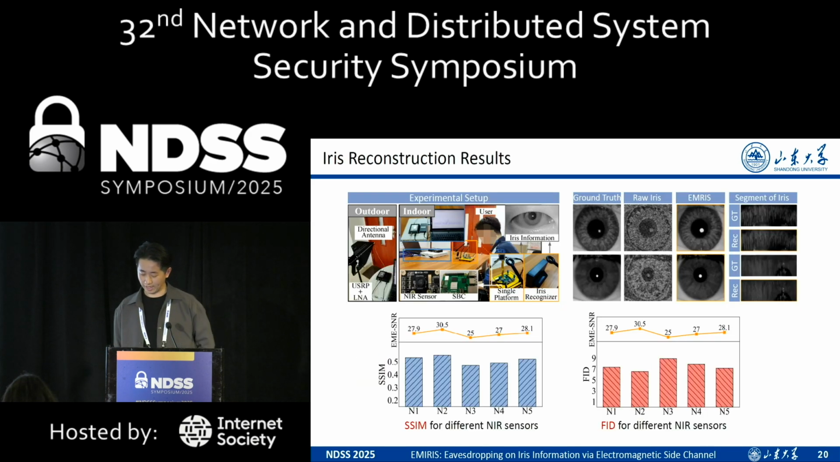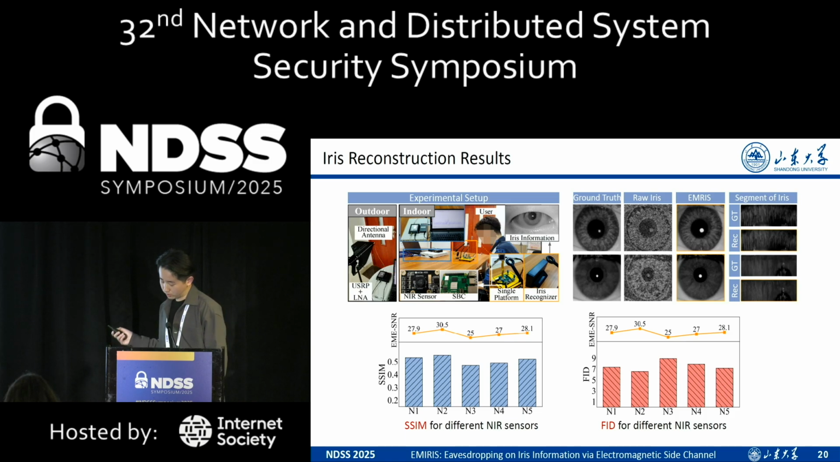Now let's take a look at our evaluation. The left figure shows our experimental setup. We built a simple iris capture model by using a near-infrared sensor and a single-board computer, and we use the USRP to capture EM signals. The right figure shows the iris reconstruction results.